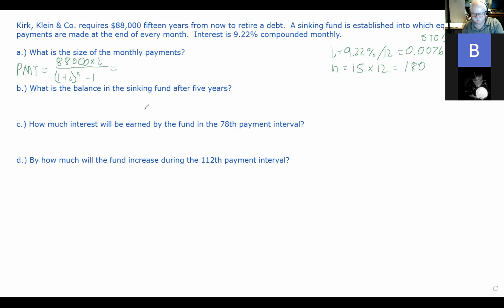So 88000 times recall 1. Okay, I'll store that in register 8. And recall 1 plus 1, y to the x, 180. Oop, that didn't work. Why not? Recall 1. Oh, I stored that in the wrong place. 9.2. Let's try that again.